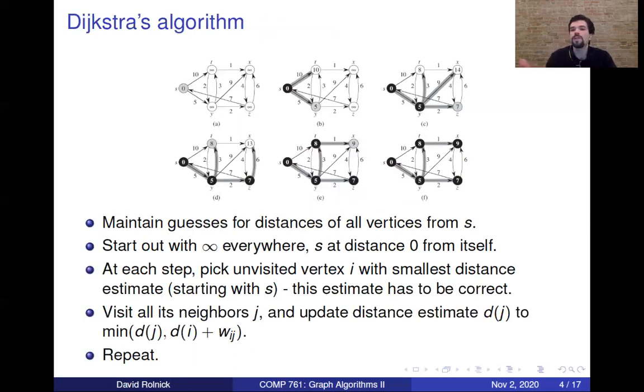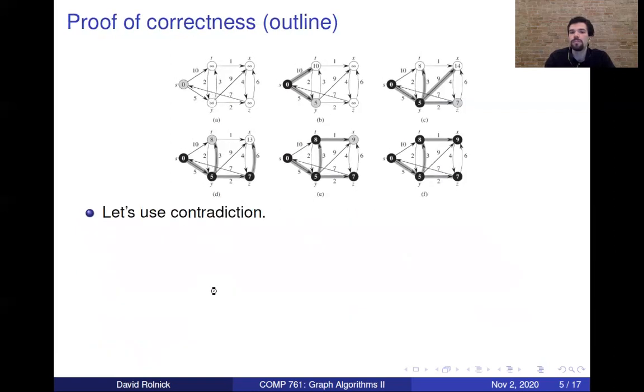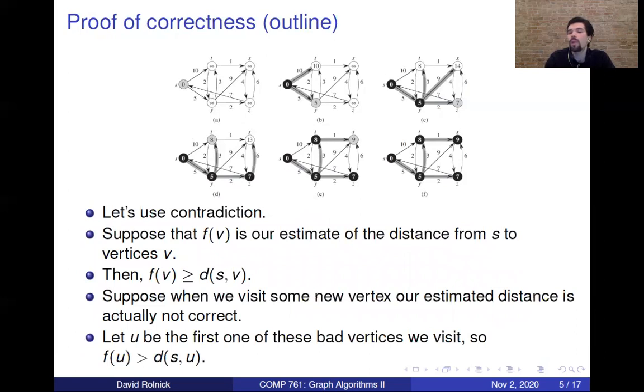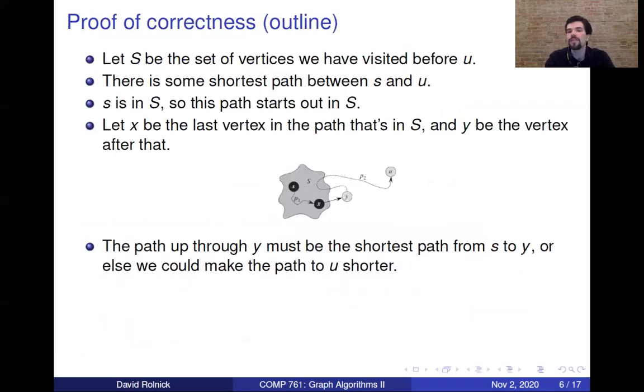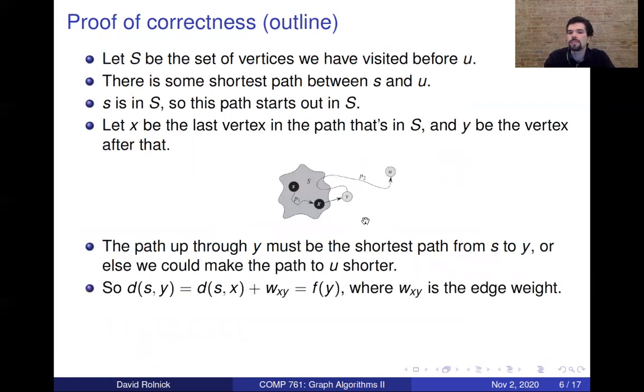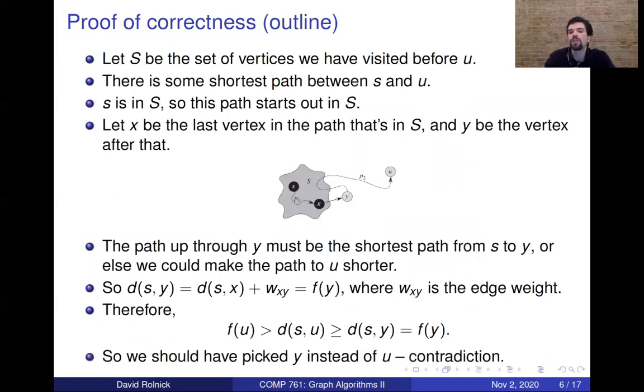The proof itself didn't use induction. There wasn't an inductive step in the proof. The proof was simply contradiction. We assumed that there was a vertex where it wasn't correct. We found the first one where it wasn't correct. We showed that because it wasn't correct, there had to have been some vertex before it, which we would have visited first. And so we wouldn't have actually visited this vertex U next. Okay.